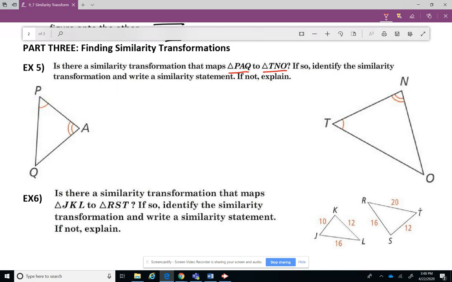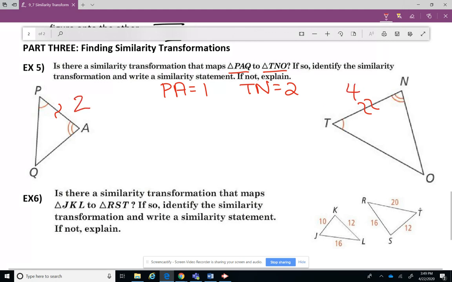The first thing we want to do when something's similar is, remember, see if they're proportional. Let's just say that PA is 1 unit, and let's say that TN is 2 units. We don't know what they are. This could be 1, 3. We don't know the scale factor here.